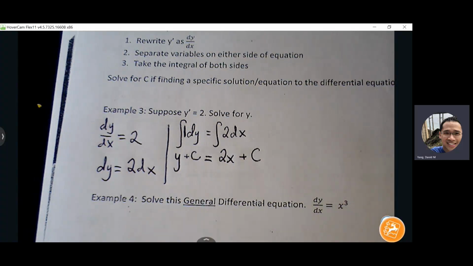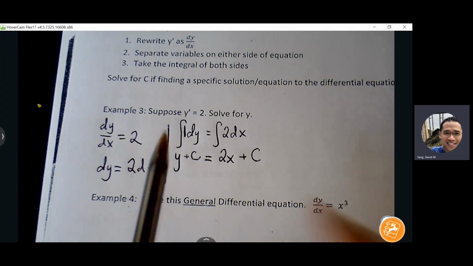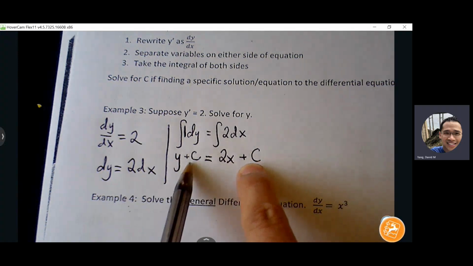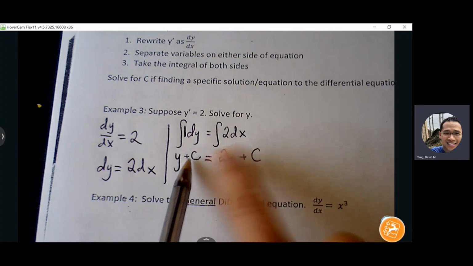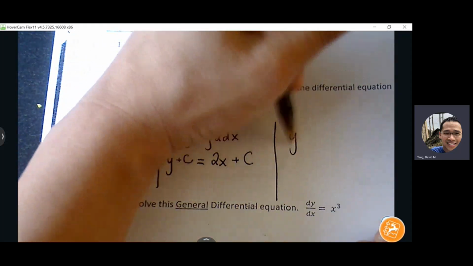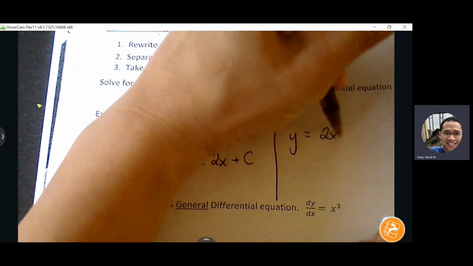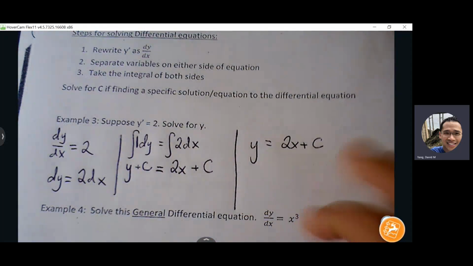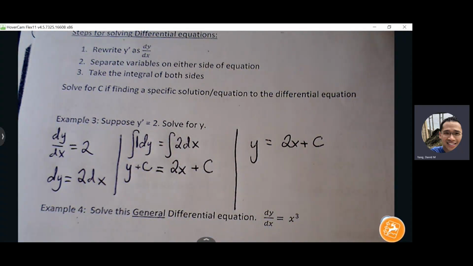Now, remember how in the previous problem I said that if I have a bunch of c's, I can just merge them together? Same thing here. It's not wrong if I did plus c on both sides, but we're just always going to gather all the c's together. And so we just write it as y is equal to 2x plus c. And c is going to represent all the possible positive and negative numbers. So we can just merge it all together and just do plus c.